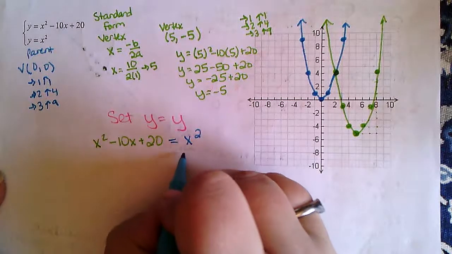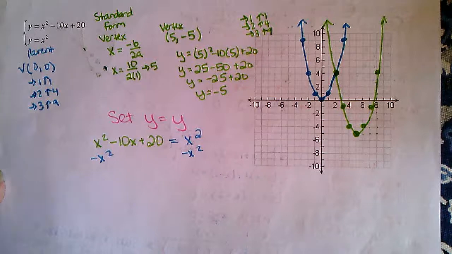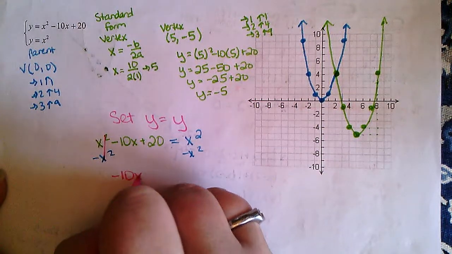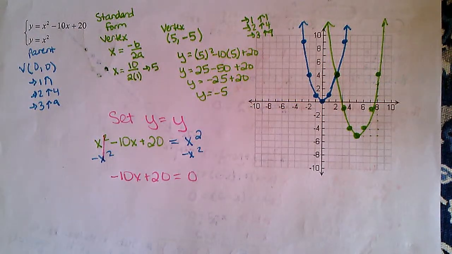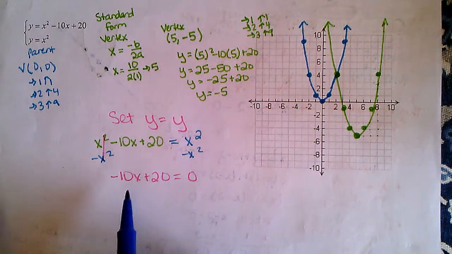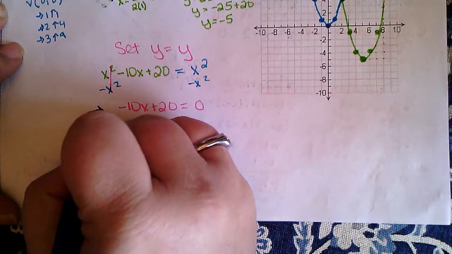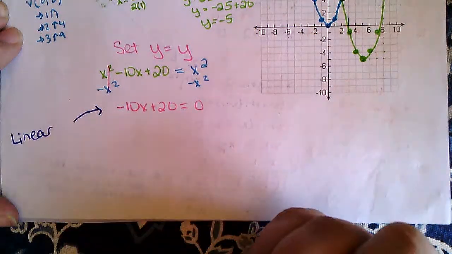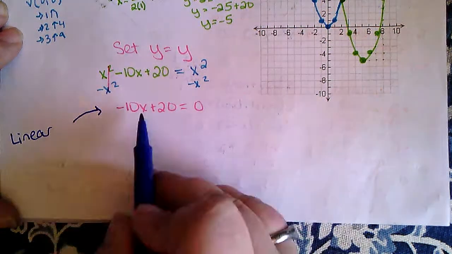Looks like the fastest way to do that is just to subtract this x squared. So then it looks like, oh, those cancel. So I'm going to have negative 10x plus 20 equals 0. Oh, so this actually ended up being pretty nice. So notice, is there an x squared any longer? There's not. So when the x squared is gone, this is linear, which means it's only got one variable left.